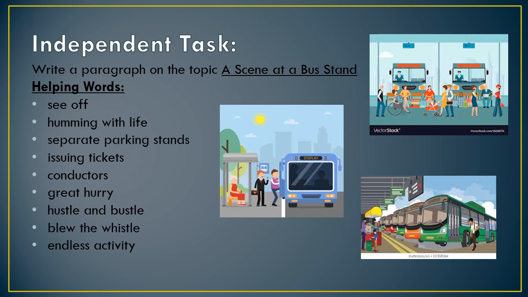Then you have to describe the bus stand in detail that was humming with life, separate parking stands, issuing tickets, conductors, great hurry, hustle and bustle. Hustle and bustle means there was lots of people there. There was a crowd over there. Lots of activity was going on. Blew the whistle, endless activity. So I have given you some helping words for your paragraph. You have to use these words. You can use your own vocabulary also, and you have to compose a paragraph on your neat copies.